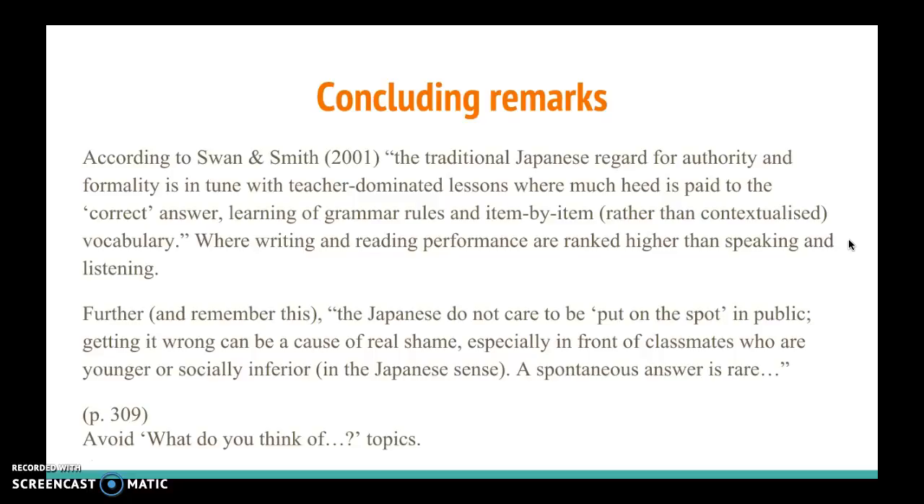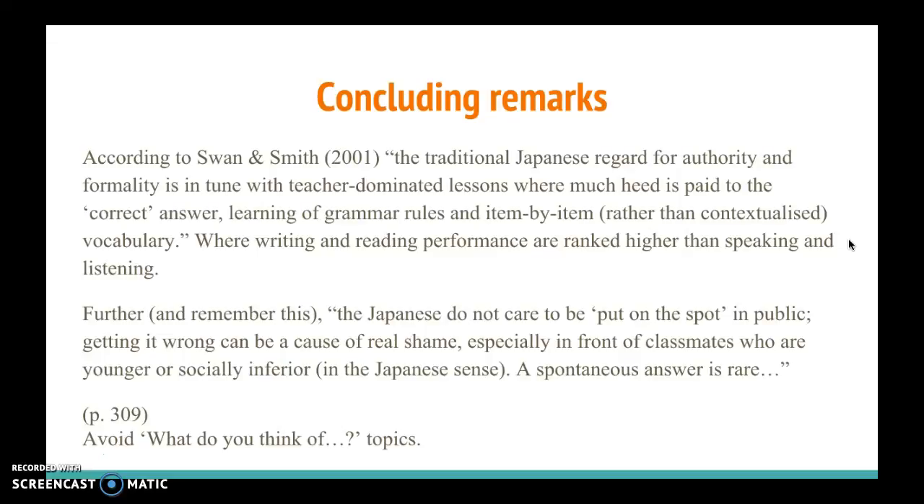As such, writing and reading performance are ranked higher than speaking or listening. Further, and this is good to remember, the Japanese, as a culture, do not care to be put on the spot in public. Getting it wrong can be a cause of real shame, especially in front of classmates who are younger or socially inferior, as in the Japanese sense. A spontaneous answer is rare.